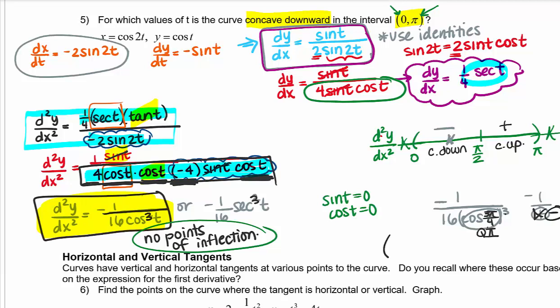So I can safely say that in the interval that they asked me for, oops, did I want up or down? And I highlighted it. I am concave up where I just went to, right, but they want to know where you're concave down. So I'll write that concave down 0 to pi over 2. And again, had they asked you where you were concave up, you would say pi over 2 to pi.